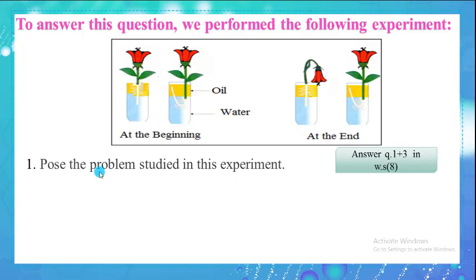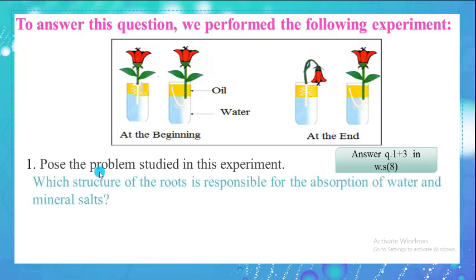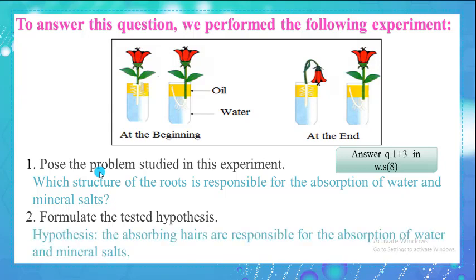Question 1. Pose the problem studied in this experiment. What is the question asked in order to perform this experiment? We asked which structure of the roots is responsible for the absorption of water and mineral salts. Formulate the tested hypothesis. What could be the answer to this question? What do you think? Predict the answer. You can say, hypothesis: the absorbing hairs are responsible for the absorption of water and mineral salts.